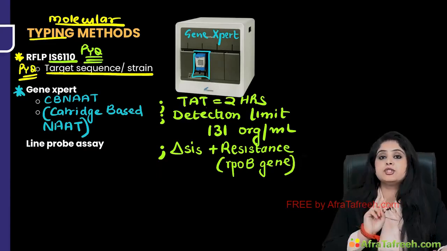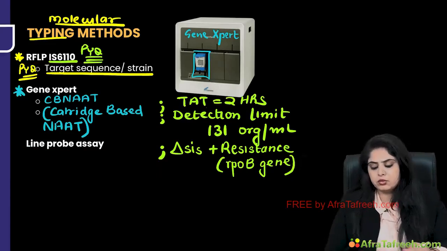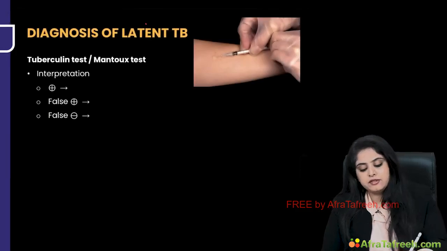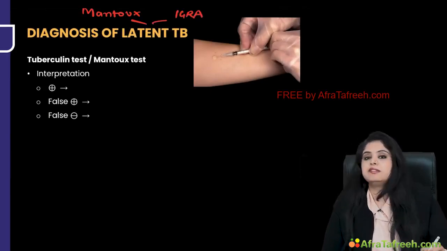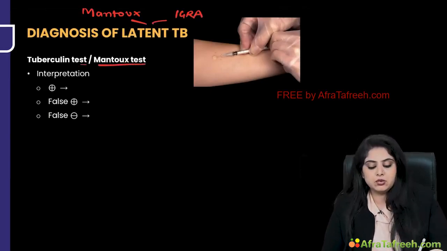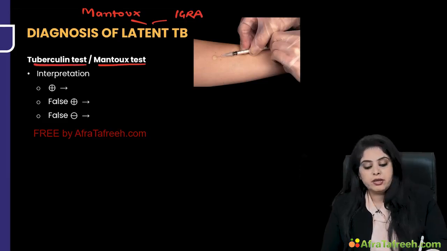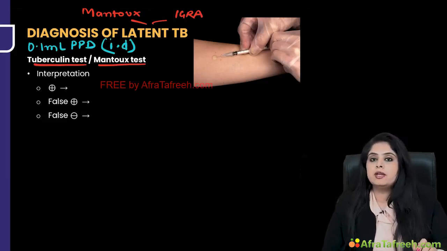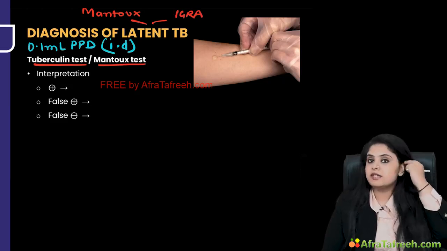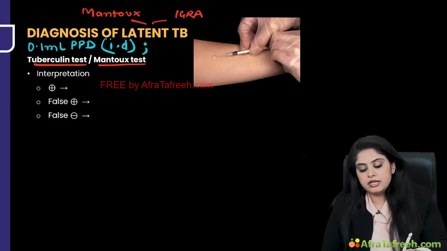There are 2 tests which you do for latent TB. And what are the 2 tests that we have? The 2 tests that we do for latent TB are definitely going to be the Mantoux test, and the second one is going to be IGRA. So let me start with Mantoux, which I think everyone knows is the tuberculin test, where 0.1 ml of purified protein derivative is given intradermally, and you are going to read after 48 to 72 hours.